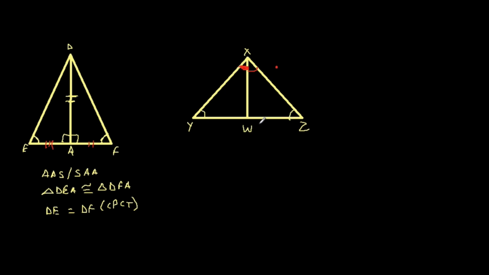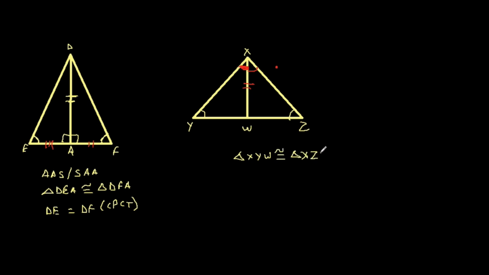Let this intersection point be W. All we know is that angle Y is equal to angle Z, and that angle YXW is the same as angle ZXW, because XW is the angle bisector of angle X. So one angle is equal, the second angle is equal, and this side that we have is a common side in both the triangles. So this is going to be equal. So we can say that triangle XYW is congruent to triangle XZW.